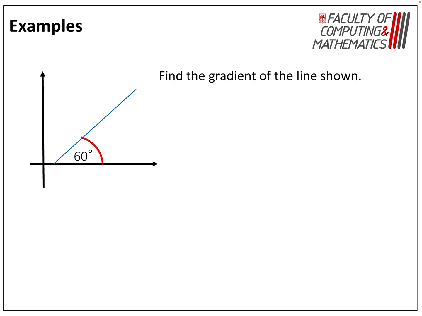Right, so find the gradient of the line shown here. Now, we have to check that this is the positive direction of the x-axis. It is, so they've given us the correct angle. So we want m equals tan of 60. Now, that's one of your exact values, so you would give me root 3. Now, if you type that into your calculator, the decimal would be approximately equal to 1.73 to 3 significant figures. Sorry, my 0 button on my calculator wasn't working there.